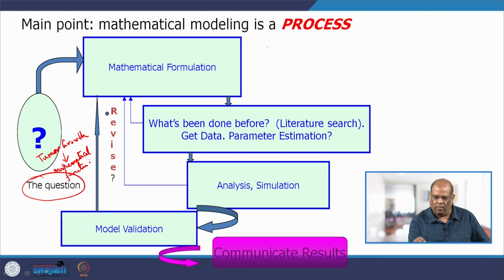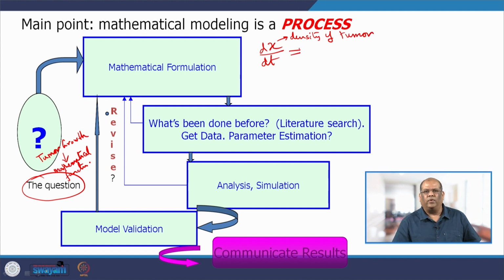In the mathematical formulation, if I take x to be the density of the tumor, then the rate of change of that density will depend on some function. Say, let us take it as r times x times (1 minus x by k). As you can see here, the unknown parameters are r and k. So, I need to find the values of these unknown parameters.